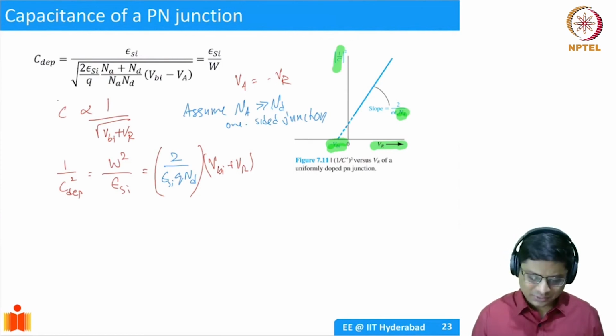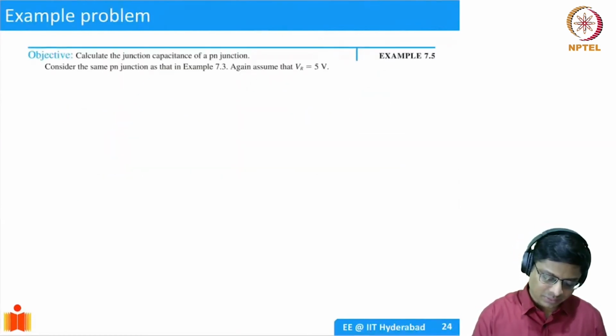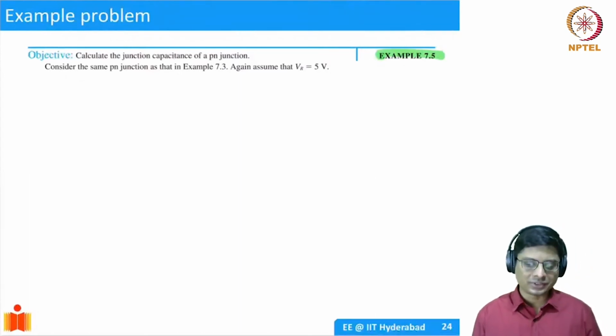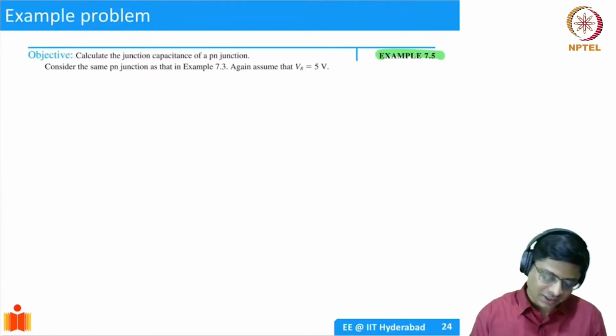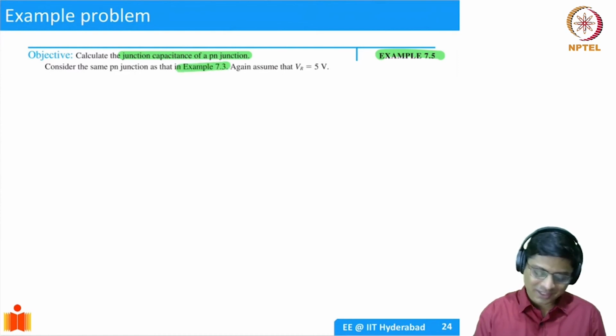So let's take a few numbers and see what it is. Well, this is again a problem from the textbook, 7.5. You can go back and verify the solution as well. And you're asked to calculate the junction capacitance for a PN junction, assuming all the parameters are not given, but they're all from another example.